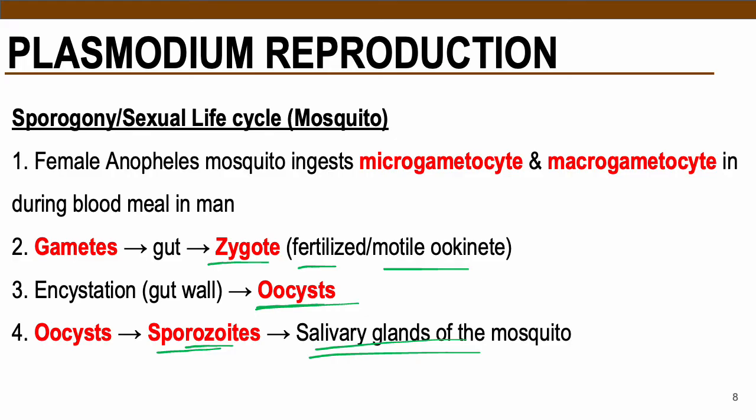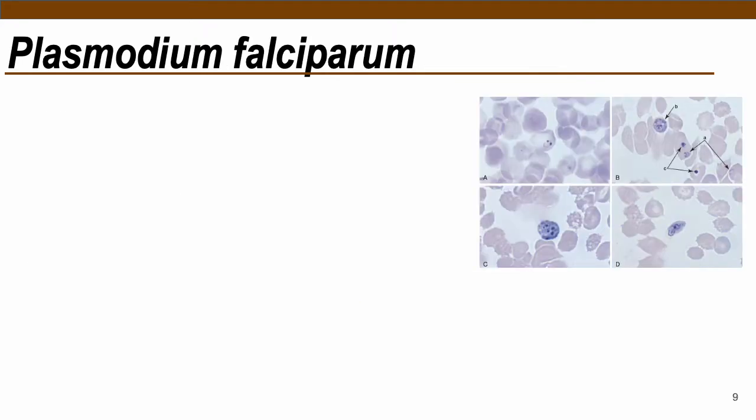We can also acquire sporozoites via sharing of needles, and although rarely documented, congenital malaria can also happen. So this is the passing of the sporozoites of an infected pregnant woman to their unborn fetus. So let's talk about the first Plasmodium species, and this is your Plasmodium falciparum.